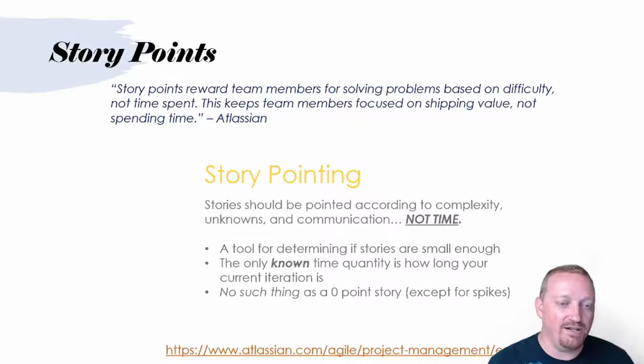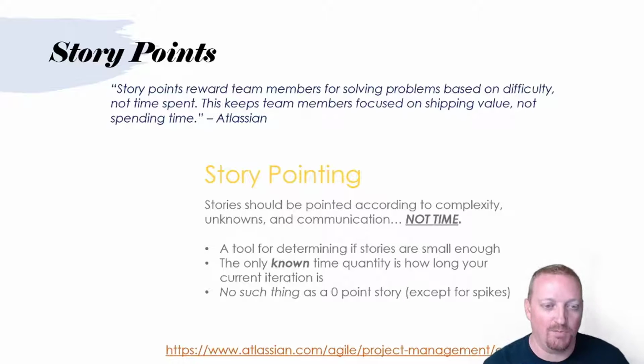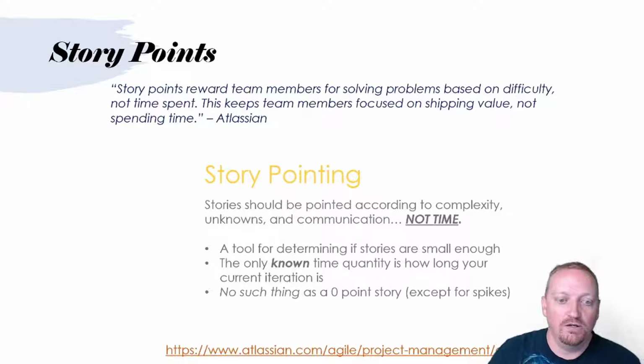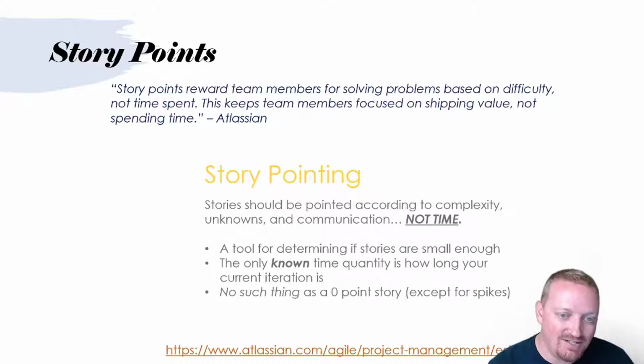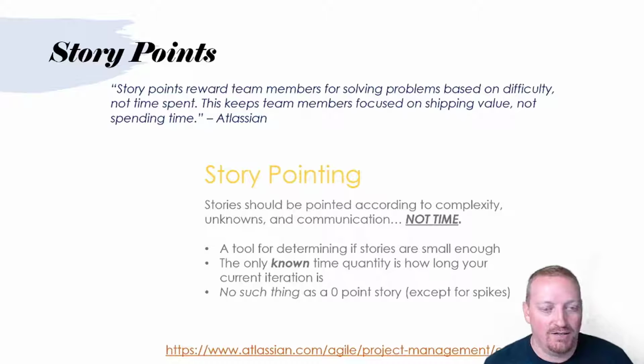One of the other things that I like to point out with teams all the time is that the only actual known time quantity, and I'm going to go back to this argument about time, the only thing that you and your team actually know for certain regarding time is how long your current iteration is. How long is this current iteration? And that's not future iterations. That's not, hey, we have 3-week iterations or 2-week iterations or 1-week iterations. Like that can change, right?